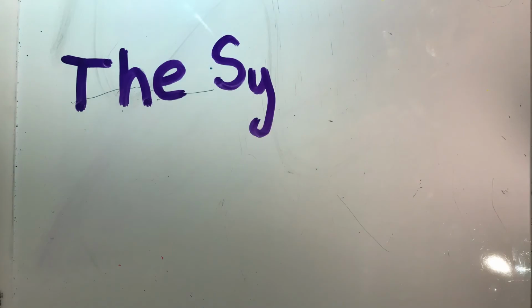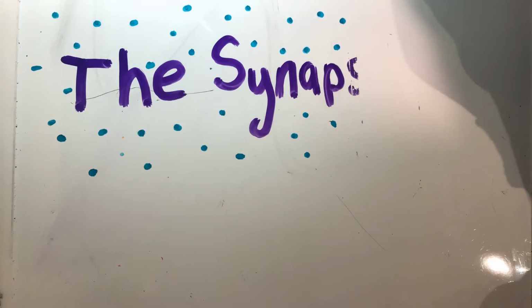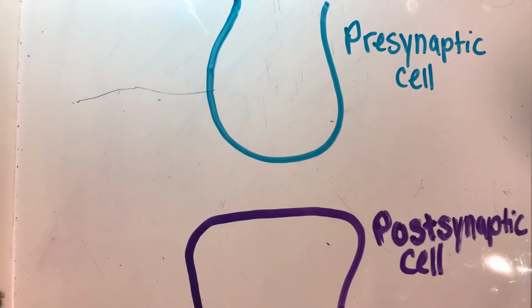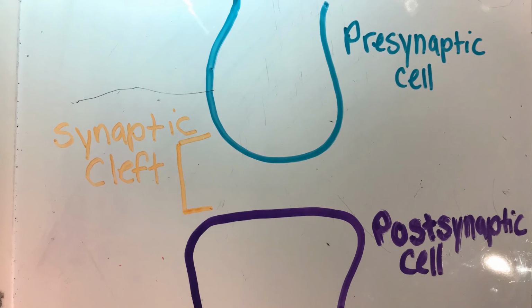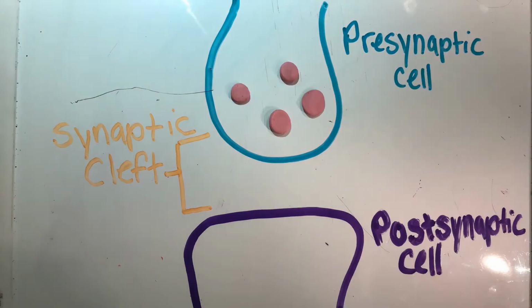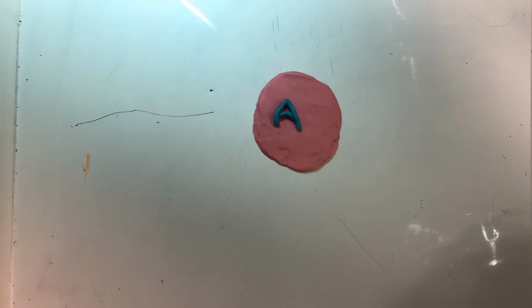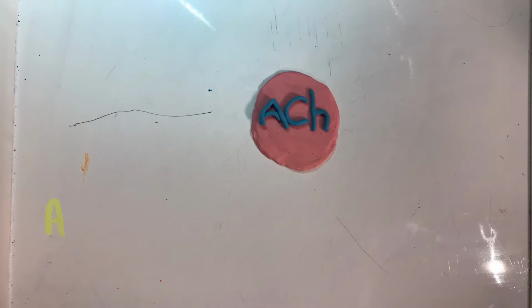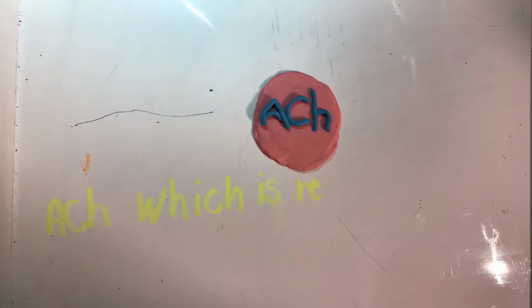Now let's take a closer look at what's occurring at the end of the teledendria, at the synapse. The synapse is composed of three major parts: the presynaptic cell, the postsynaptic cell, and the synaptic cleft, which is the space between. The presynaptic cell is filled with vesicles. These vesicles are filled with neurotransmitters. For this example, we'll be using acetylcholine, which is going to be released into the synaptic cleft.